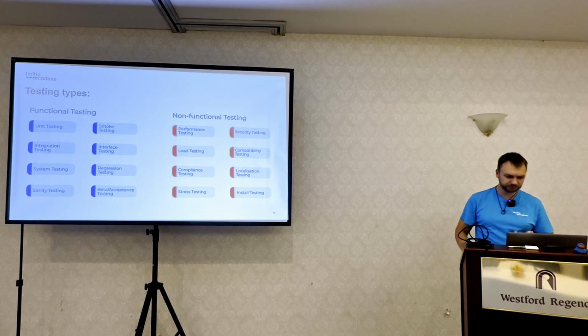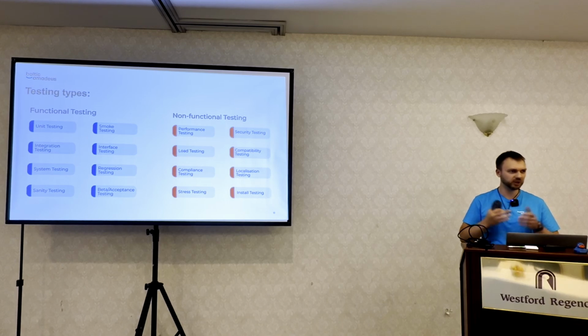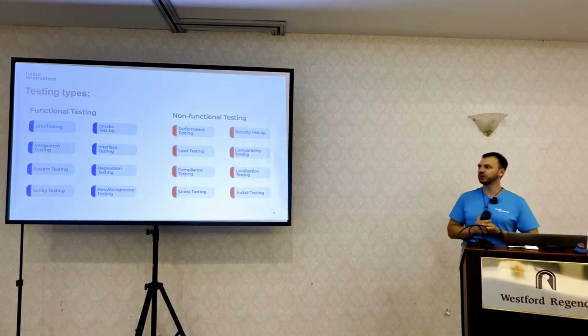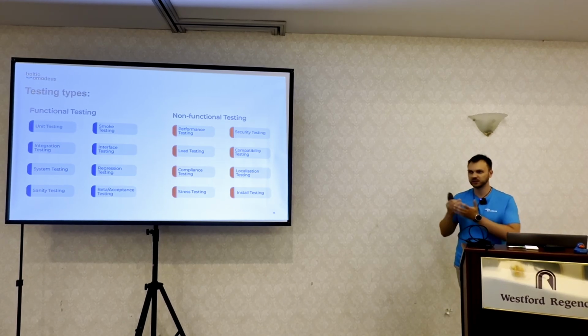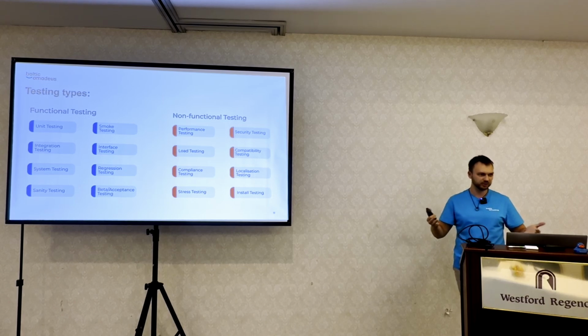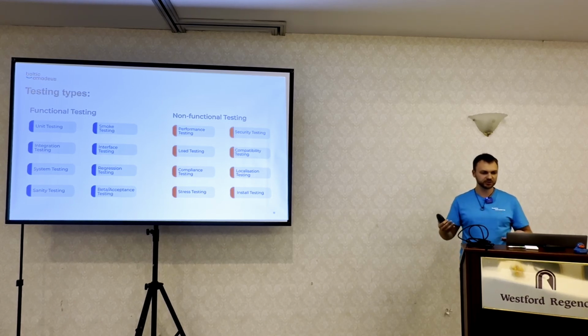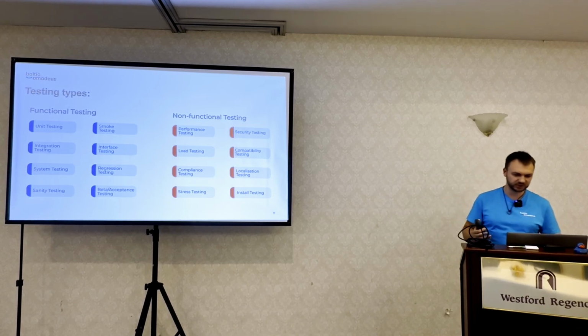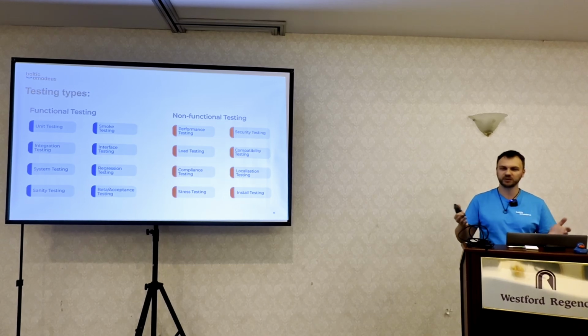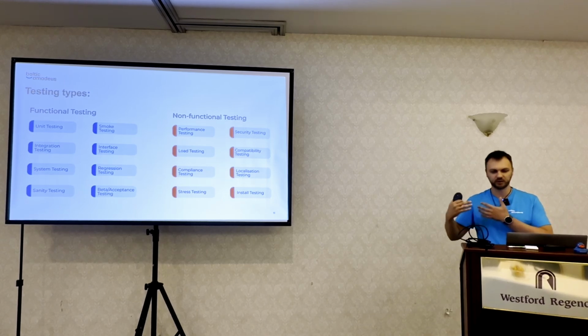Then compatibility. If you have a web UI, you are checking if different browsers are behaving the same. Is it compatible with different browsers, different systems? We have macOS, Linux, Windows, stuff like that. Localization, so if you have a system which is localized, translated into different languages, we check if the translation is correct. And install is if you have a desktop application, can it be installed, updated, uninstalled, stuff like that.